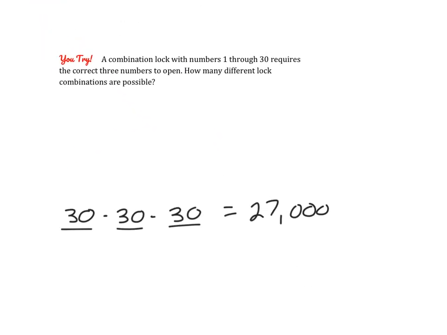So here there are three numbers that we're picking, and for each of those numbers, there's 30 different options. So we just do 30 times 30 times 30, and it is 27,000.